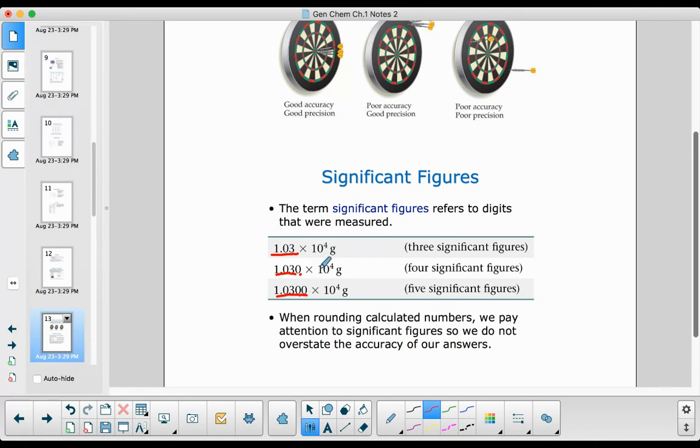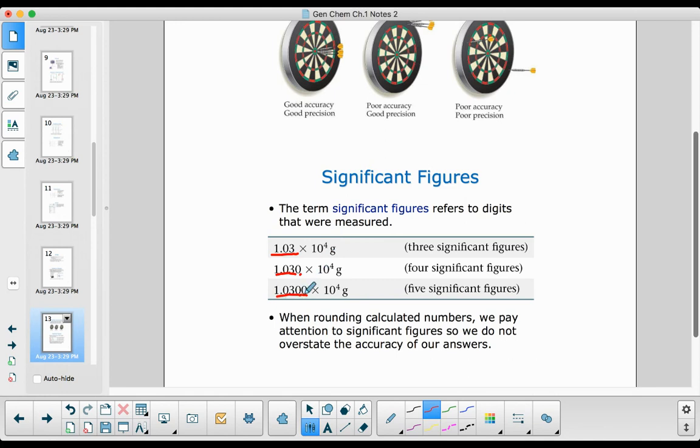One thing I'll tell you right now, because we will be looking at a lot of numbers written in scientific notation: when you have a number written in scientific notation, you only count this number out front. In mathematics, it's called the mantissa, and this is called the exponent.